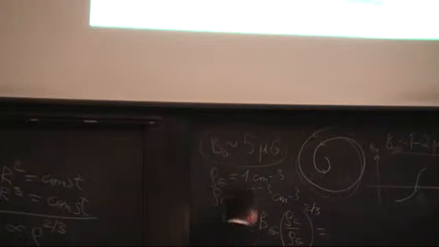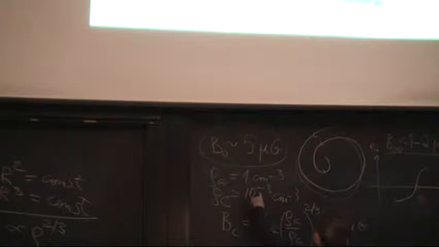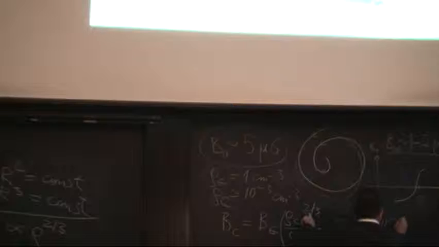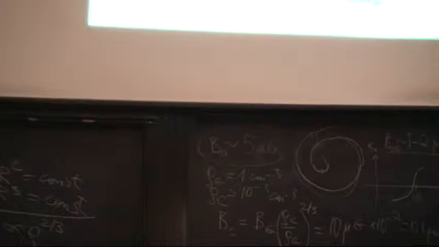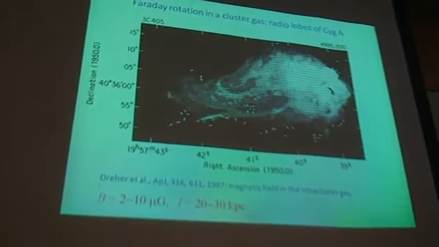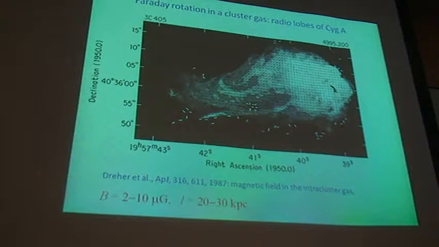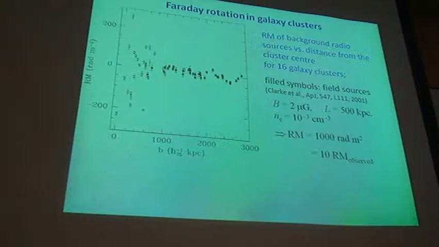So 10 microgauss, and here I will have what? The ratio will be 10 to the power minus 3, right? To the power 2/3, times 10 microgauss, so 0.1 microgauss. So this field is a factor of 100 stronger than one might expect from just expansion of the magnetized gas from galaxies. So it is a very strong field. It is a very strong, non-trivial magnetic field.